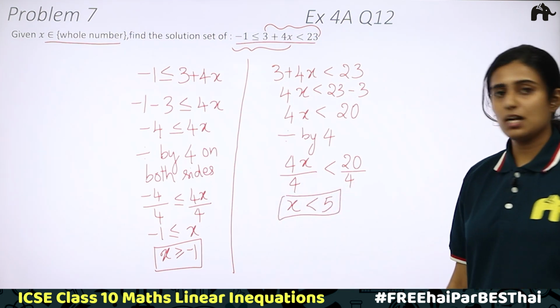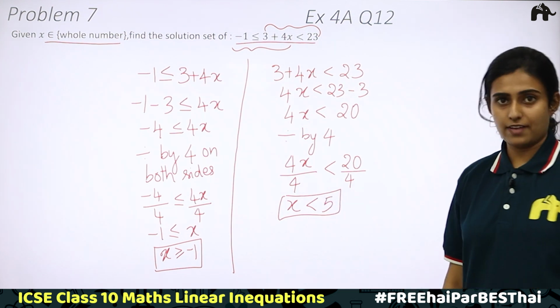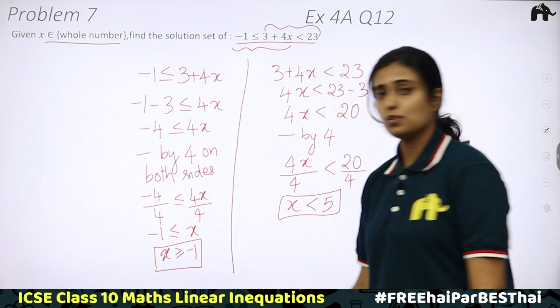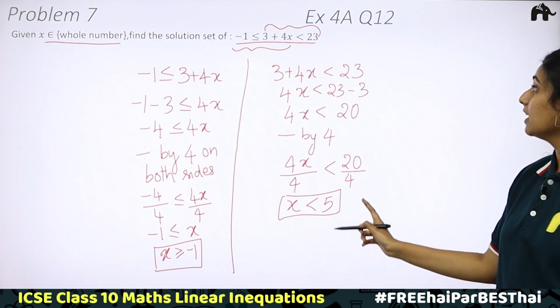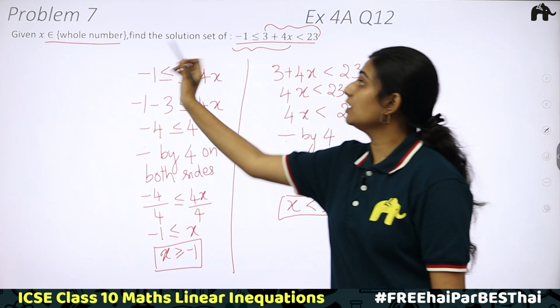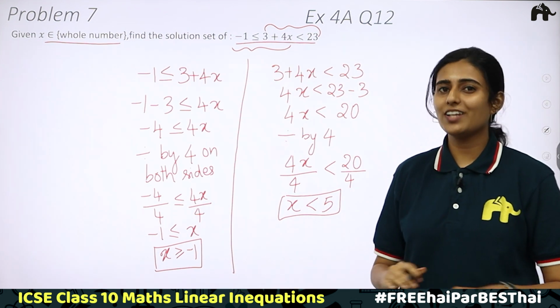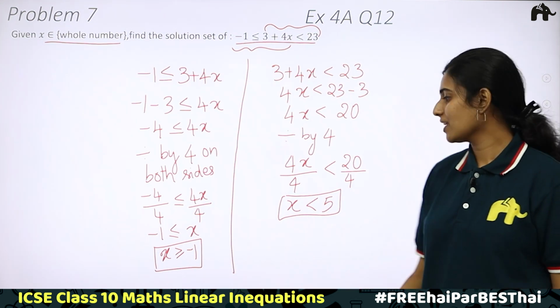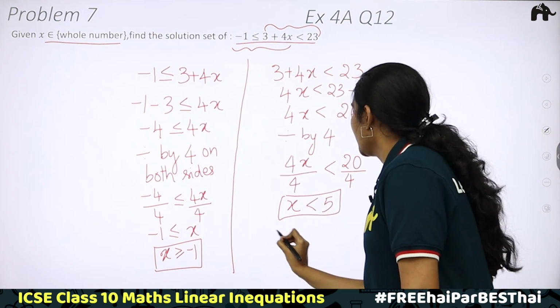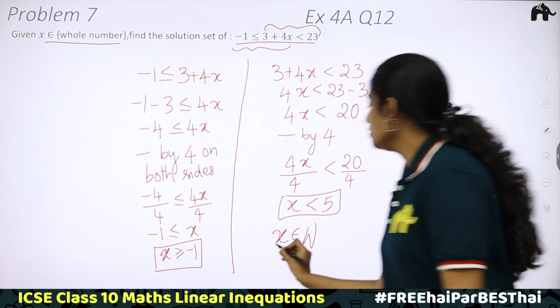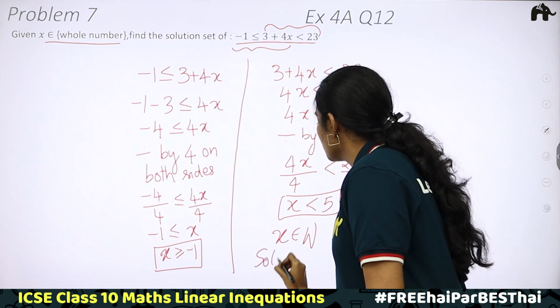So x is a number that is less than 5. Also, x is greater than or equal to minus 1. The solution set is a set of whole numbers. Negative numbers are not included in whole numbers. Here, x belongs to whole numbers. What is the solution set then?